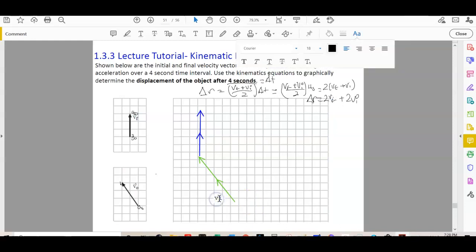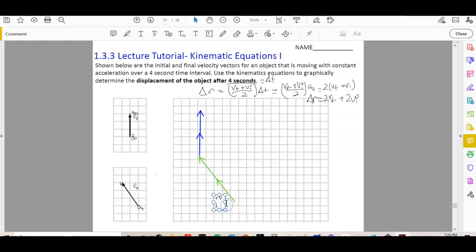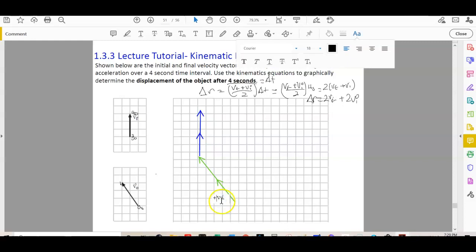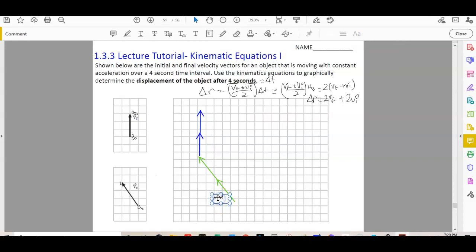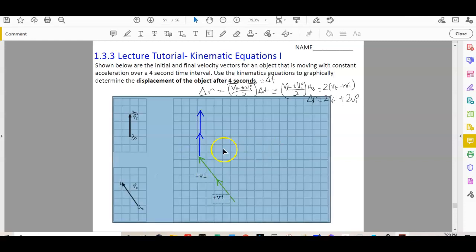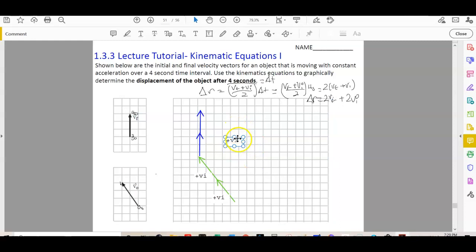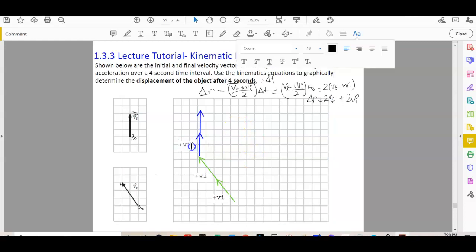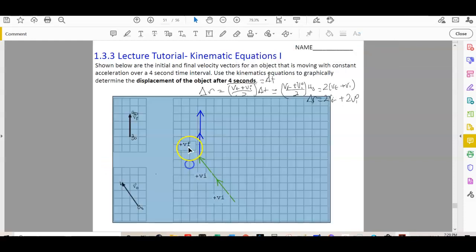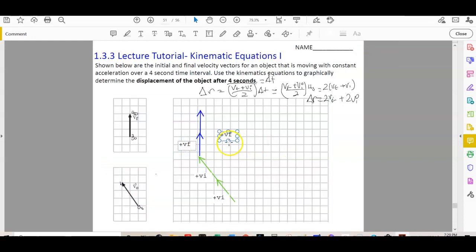And I better indicate that that is a positive initial velocity vector too, because sometimes we have to reverse our velocity vectors, right? So this is the initial velocity vector, and this is another one of those. And then this is our final velocity vector over here. And this is another final velocity vector here.